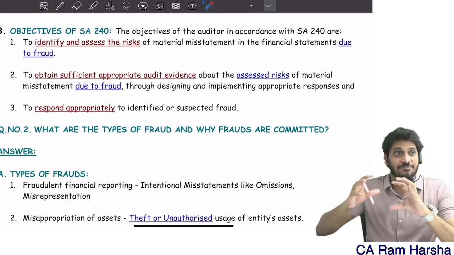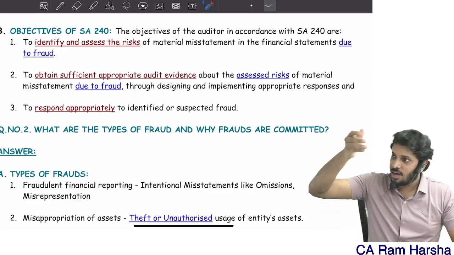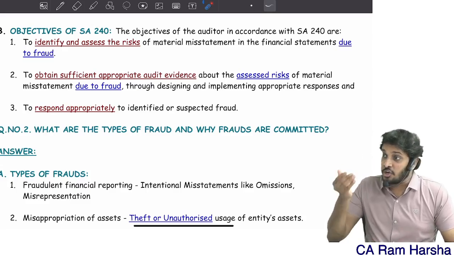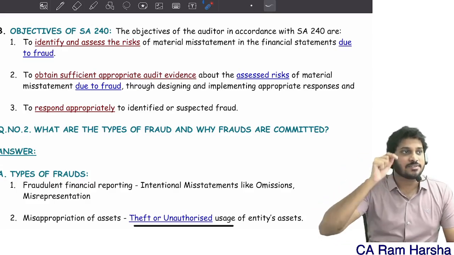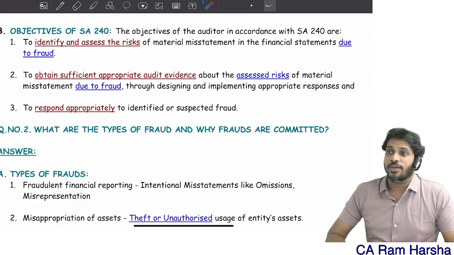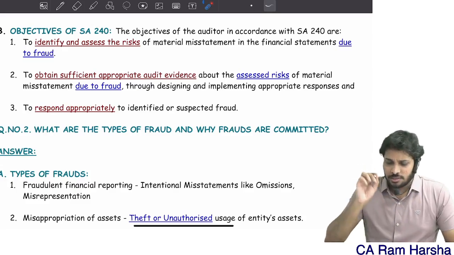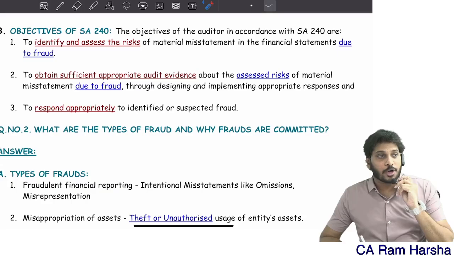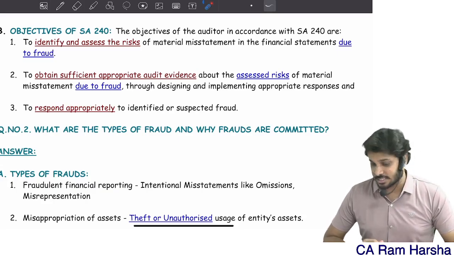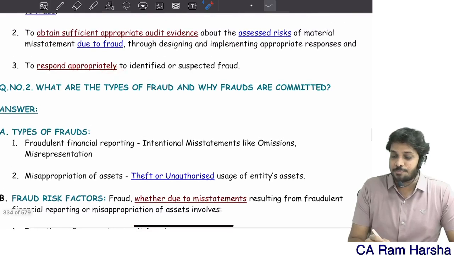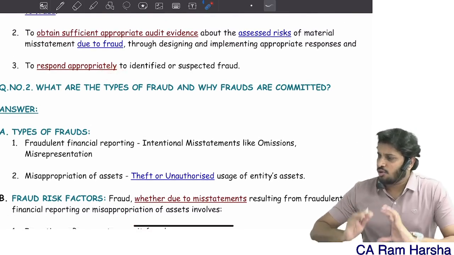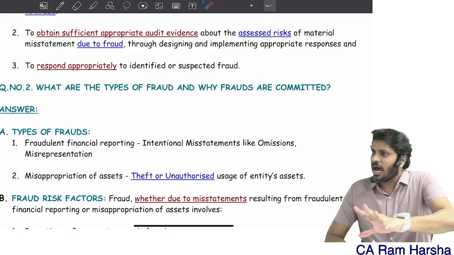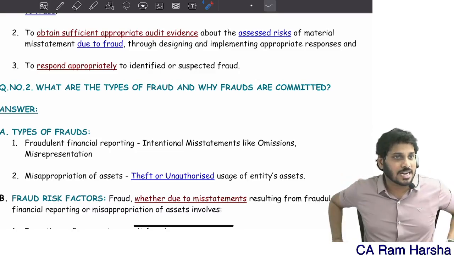Assessment of risk means classifying the nature of the risk. Is it high level or low level? What is the level of risk? Remember, whenever you classify the risk as low, you must have evidence why you classified it as low. So the auditor has to obtain sufficient appropriate evidence with regard to the assessed risk and respond appropriately. How to respond if we identified a fraud or a suspected fraud? That is what the entire 240 standard is explaining.